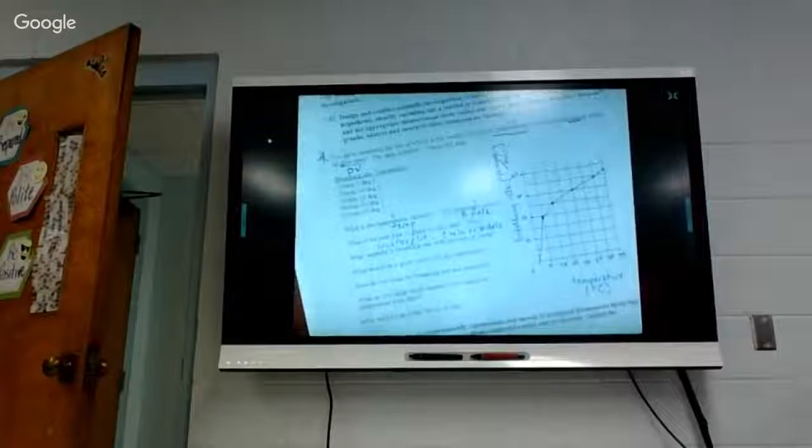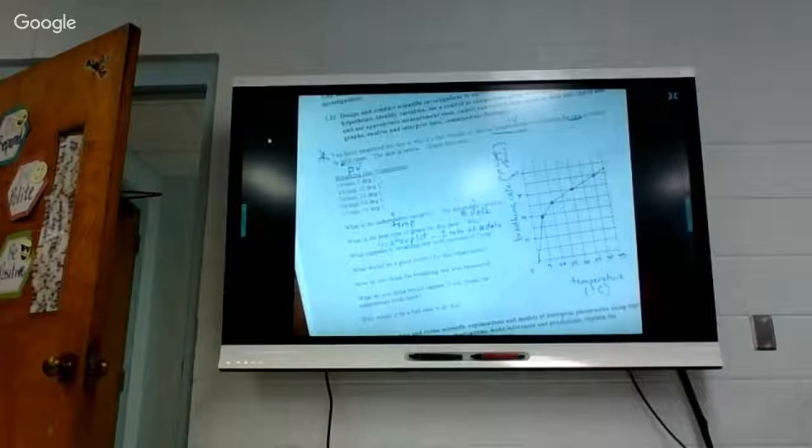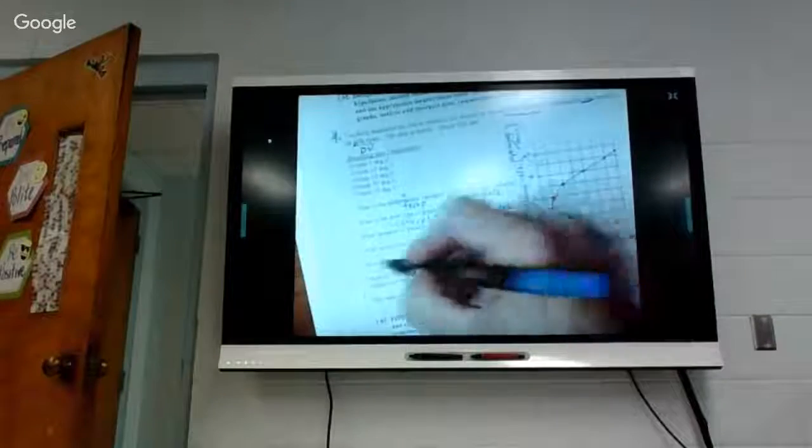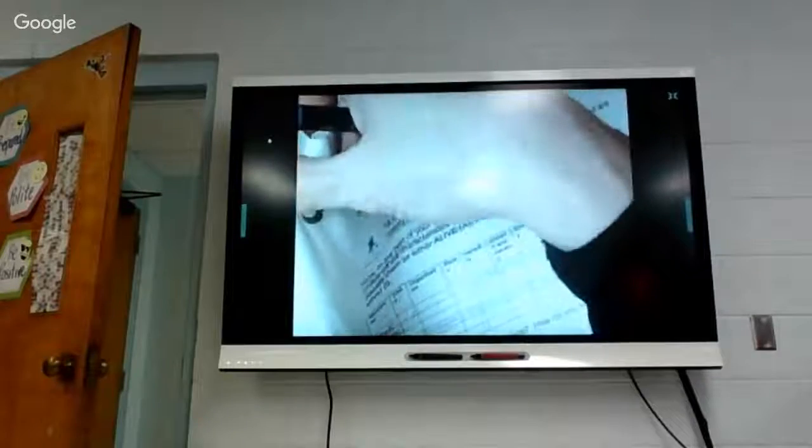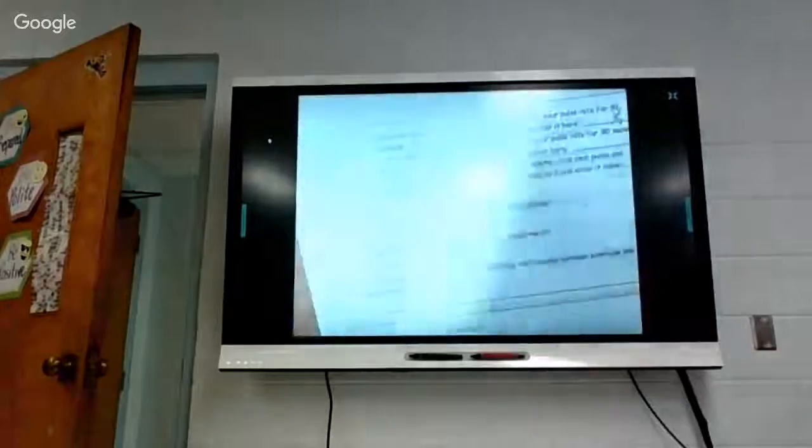So let's just mark something for homework, and I want to get you started on the back. So you've got this, as it relates to the graph on the back.